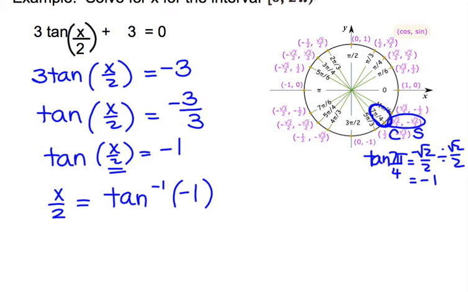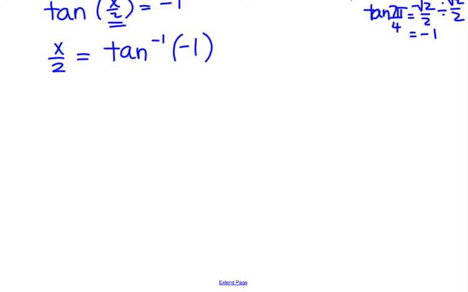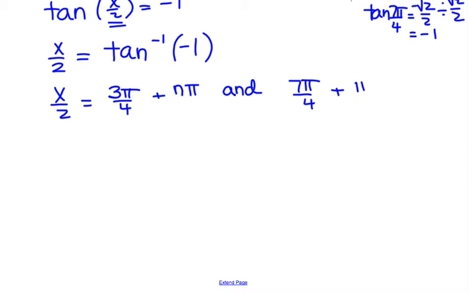And then same thing would hold true with 3 pi over 4. It would also give you the tangent being negative 1. Okay, so we say x over 2 equals our 3 pi over 4. And remember, the period for a tangent and a cotangent is not 2 pi n, but n pi. It's one period. And the other angle that we just found was 7 pi over 4 plus pi n.